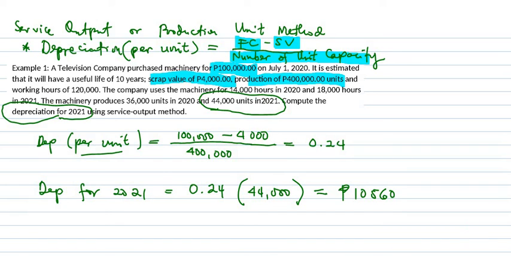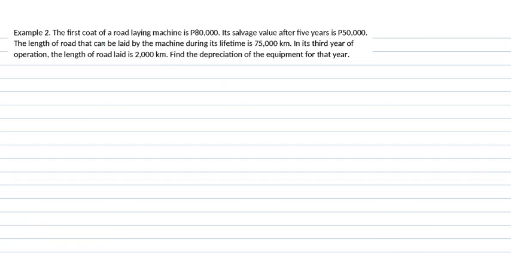We will have another example. Example 2: the first cost of a road laying machine is 80,000. Its salvage value after 5 years is 50,000. The length of road that can be laid by the machine during its lifetime is 75,000 kilometers. In its third year of operation, the length of road laid is 2,000 kilometers. Find the depreciation of the equipment for that year.